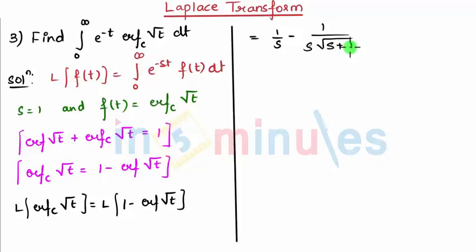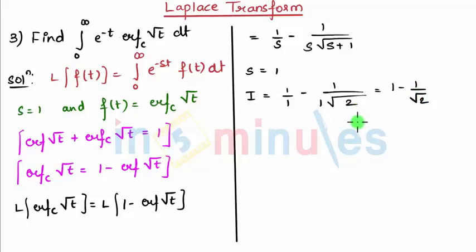So this is a Laplace of ERF c root t, where I can put value of s. So value of s is nothing but s is equal to 1. That gives me I equal to 1 upon 1 minus 1 divided by 1 under root of 2. So which gives me 1 minus 1 by root 2, which is nothing but root 2 minus 1 divided by root 2, a constant value.